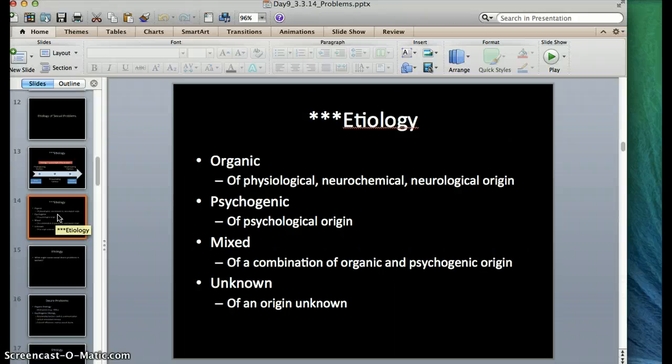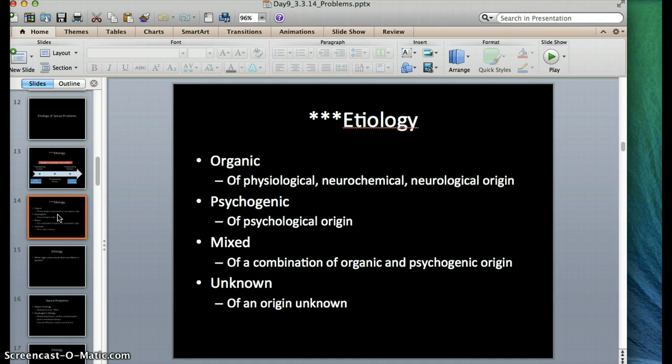So what each of these mean: organic is when you have some sort of physiological issue. So there's actually a neurochemical problem there, or a neurological problem. For example, severe chronic depression is of organic etiology because it's a problem with neurotransmitters in the brain. And so sometimes women or men have sexual desire problems that are based on this organic etiology because they have this severe chronic depression, and then that feeds into a sexual desire problem.